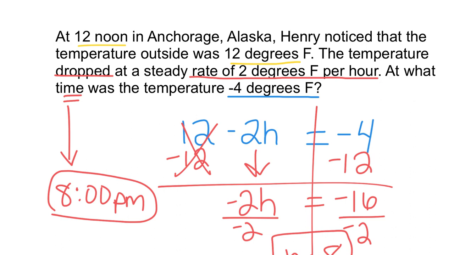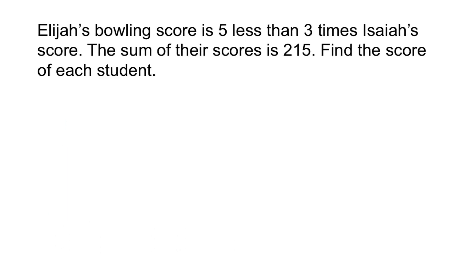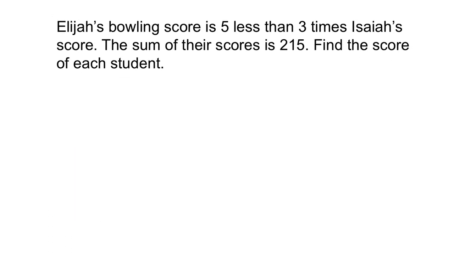All right, let's keep going. Elijah's bowling score is 5 less than 3 times Isaiah's score. The sum of their scores is 215. Find the score of each student. So Elijah is 5 less than 3 times Isaiah. The sum is 215. And we're trying to find both students' scores.